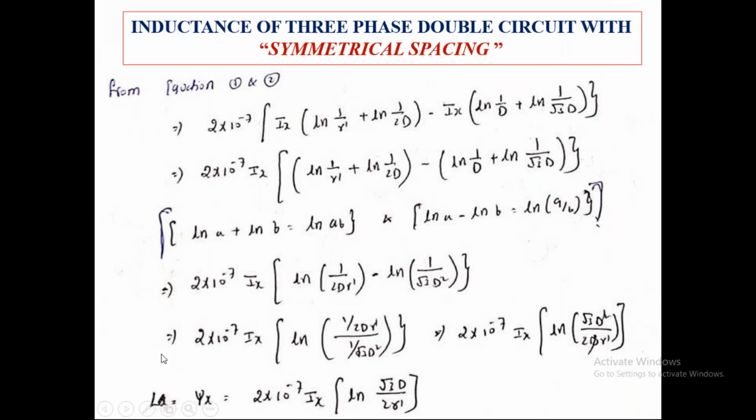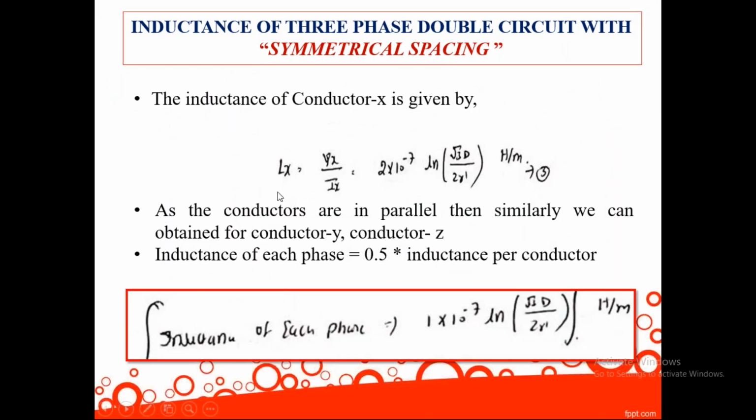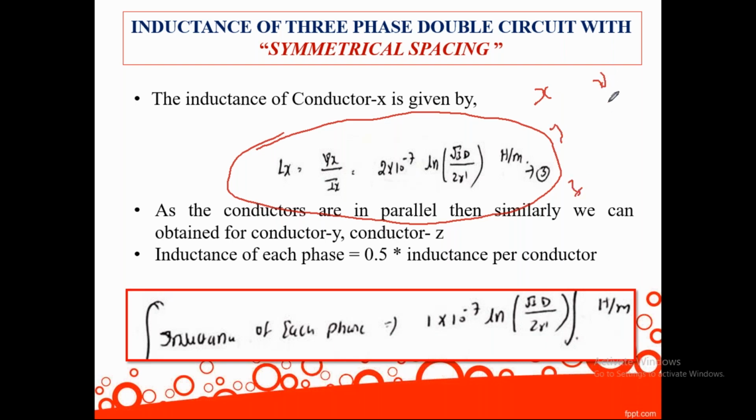So this is for conductor x. So this is what we can obtain from here. This is the inductance of a conductor x. Similarly, this is the inductance value for the other conductor. Suppose x, y, z, x dash, y dash, and z dash, and this is the equation for this conductor alone.